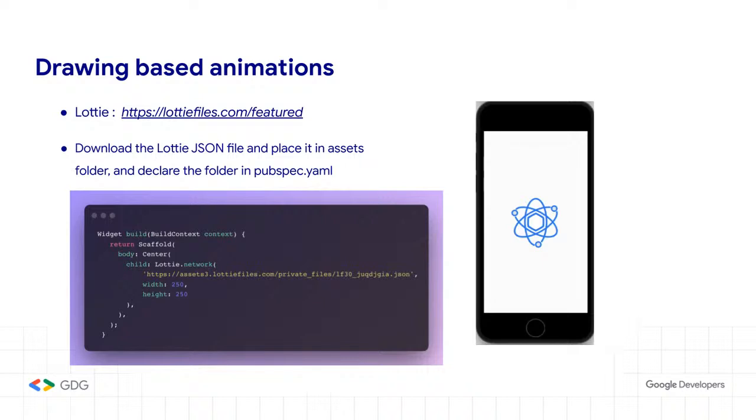So, drawing based animations are comparatively easier because you don't have to code anything. You're just importing the existing animation files. But if you want to have more control over the animations, then it is better to use code based animations because you can code it according to your requirement.